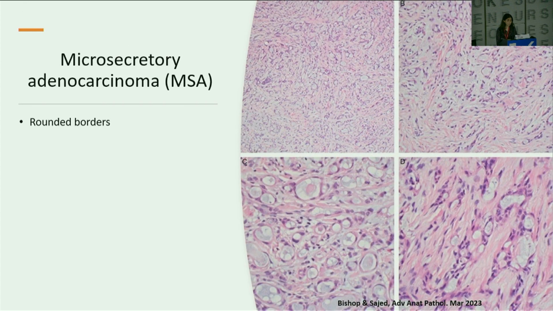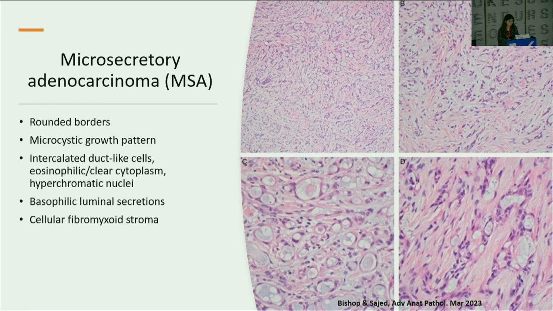Histologically, this tumor often has rounded borders with focal infiltration and shows a tubular and microcystic pattern. It is composed of one cell type, intercalated duct-like cells with a flattened or attenuated appearance, eosinophilic to clear cytoplasm, and hyperchromatic nuclei. There is intraluminal basophilic secretion, and the stroma is fibromyxoid, as we see here.